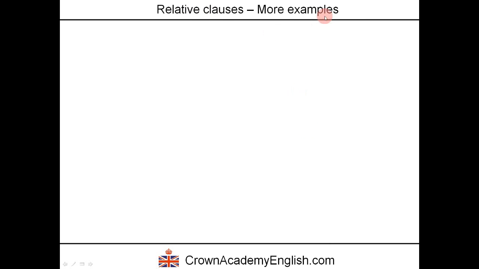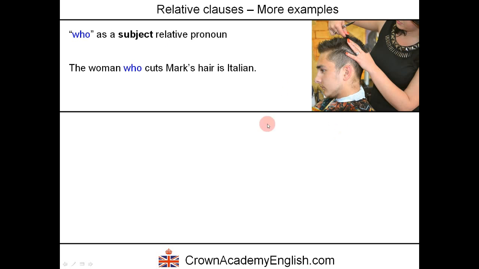Let's look at some more examples of relative clauses. Reminder, who is a subject relative pronoun. The woman who cuts Mark's hair is Italian. So who cuts Mark's hair is the relative clause, and who is the relative pronoun, and it is the subject because it's who cuts. It's the subject of the verb cut, and Mark's hair is the object. Okay, easy.